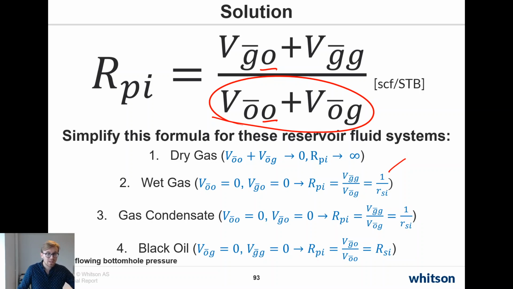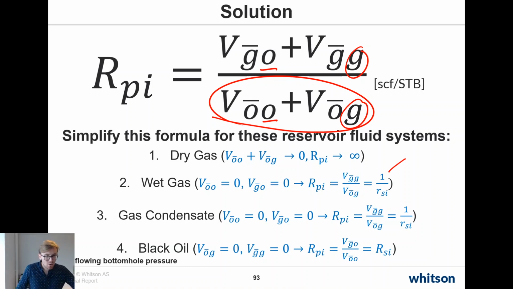For the gas condensate case, since we per definition said that the gas condensate case was producing at pressures above the saturation pressure, everything is single phase. There is only one phase in the reservoir. That phase is the reservoir gas phase, and we get the exact same formula. And we see that the producing GOR is just the inverse of the solution GOR.